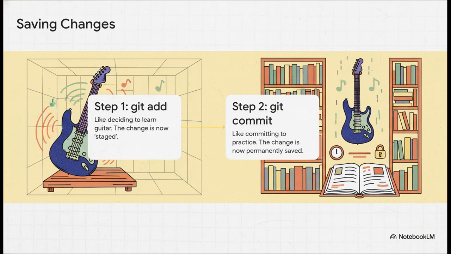And here's a brilliant way to wrap your head around this. Using git add, that's like you deciding, you know what, I'm going to learn guitar. You're staging the idea. But git commit, that's the real promise. That's you committing to it, logging it forever in your project's history, and, this is key, leaving a little note explaining why you made that change.